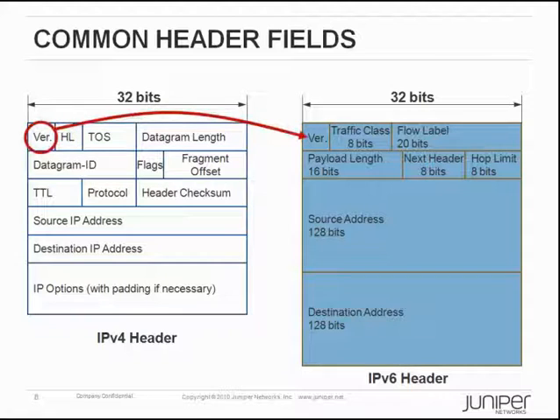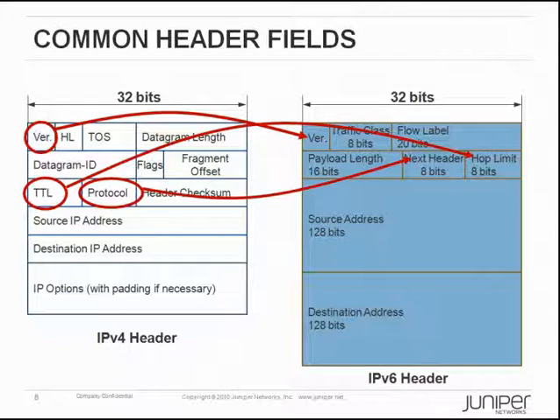The version field appears in both headers. The TTL field shows up in the IPv6 header as a field labeled hop limit. The hop limit field is decremented by 1 by each node that forwards the packet. The packet is discarded if the hop limit is decremented to 0.